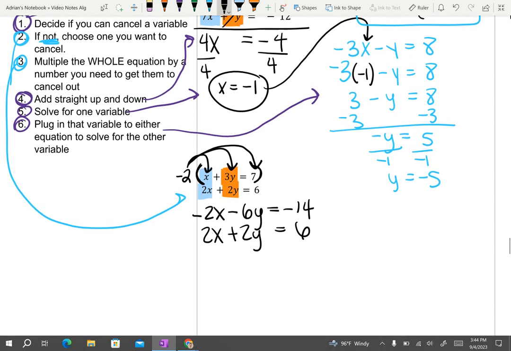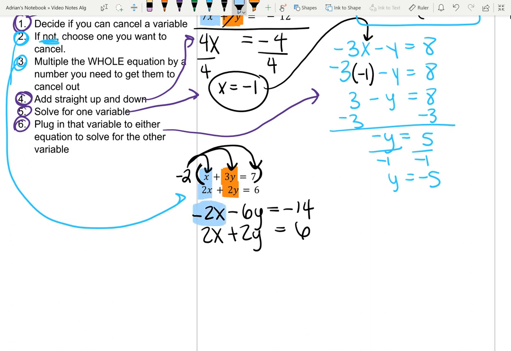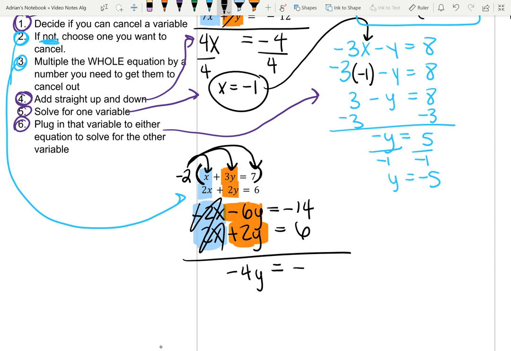Now let's try it. So negative 2x and 2x, does that become 0? Yes, it does. And then you can look over here. This one still won't become 0. So I will get rid of those. I'm going to go ahead and add negative 6y plus 2y to get negative 4y. And now I'm adding negative 14 and 6, so that's negative 8. I'll divide by negative 4. So my y is 2.